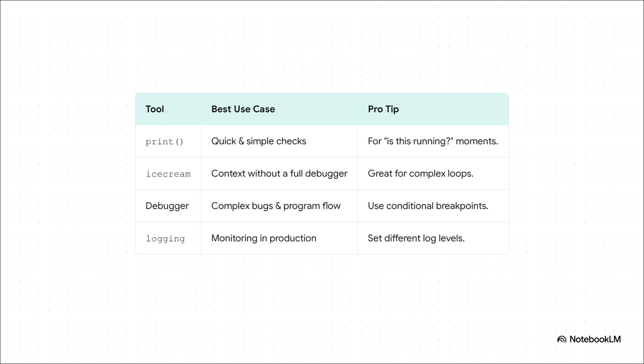Stick with print for those super quick is-this-part-of-the-code-even-running sanity checks. Grab icecream when you need that context, especially inside of messy loops or when you're looking at complex data. Fire up the full debugger when you have a really nasty bug and you need to understand the entire flow of your program. And, of course, there's logging, which is what you use to keep an eye on your app once it's out there in the real world.